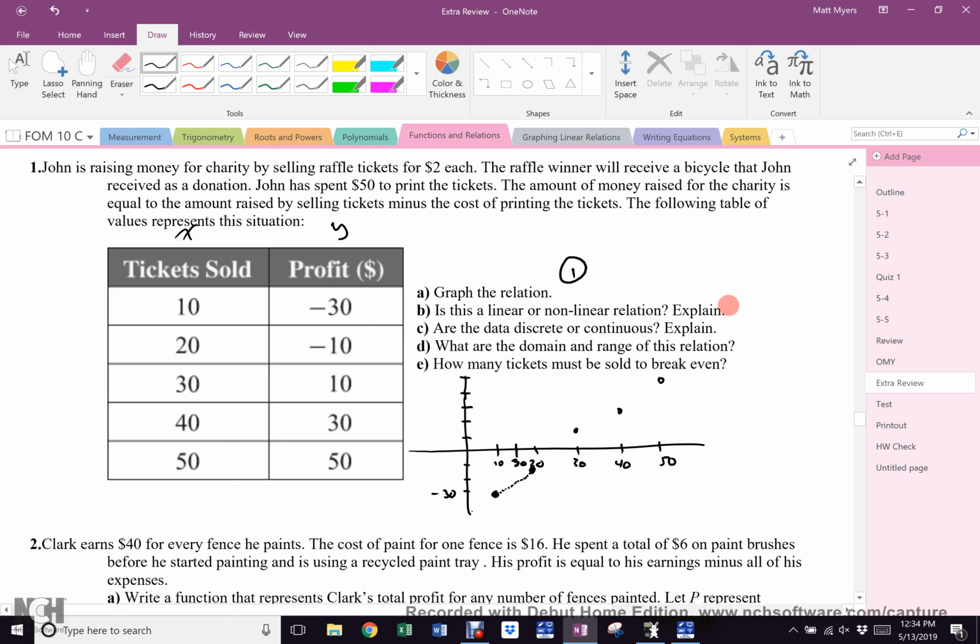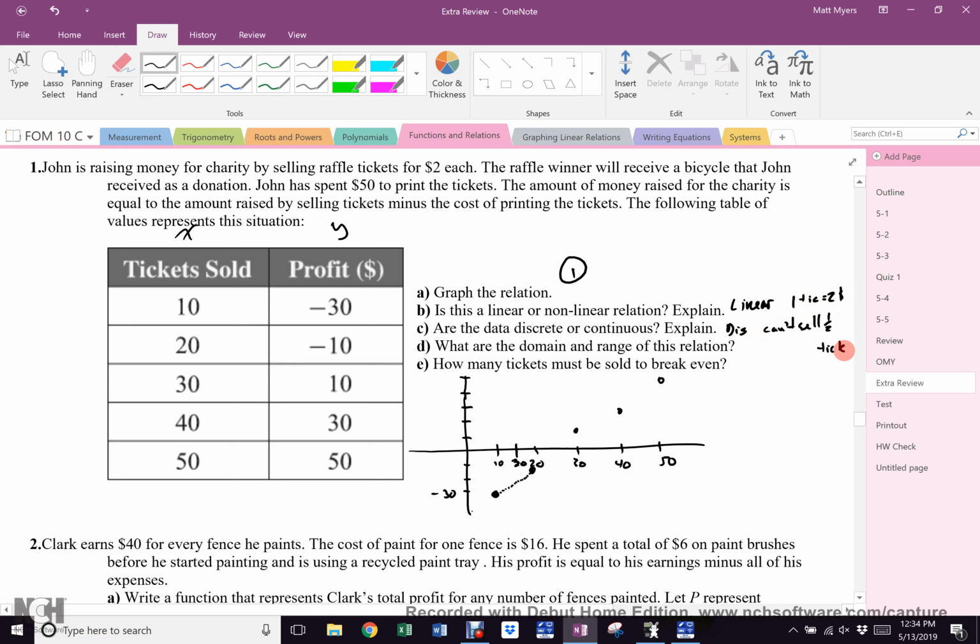Linear or nonlinear? Linear. Why? Constant change. Every 1 ticket I sell gets me $2 more. 1 ticket equals $2. All the way. Discrete or continuous? Technically, discrete. Why? Can't sell half a ticket.